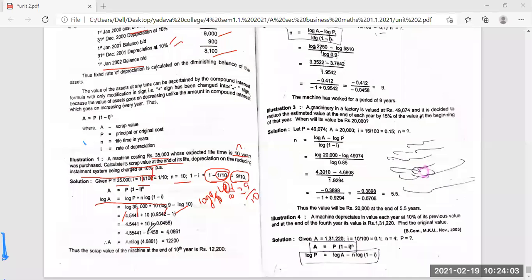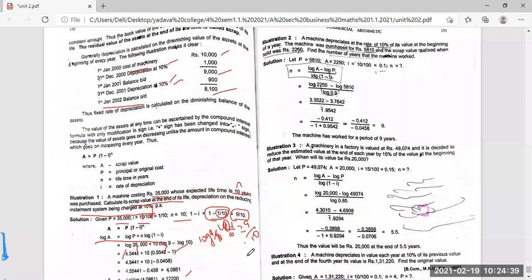Shift, then log, then 4.0861. You should not press plus. Shift plus log means: first press shift, next press log, then the number. You'll be getting this anti-log value. So the scrap value of the machine at the end of the 10th year is 12,200. This is how we have to find the depreciation value. So after the 10th year, the 35,000 value becomes 12,200, that is what they are saying.